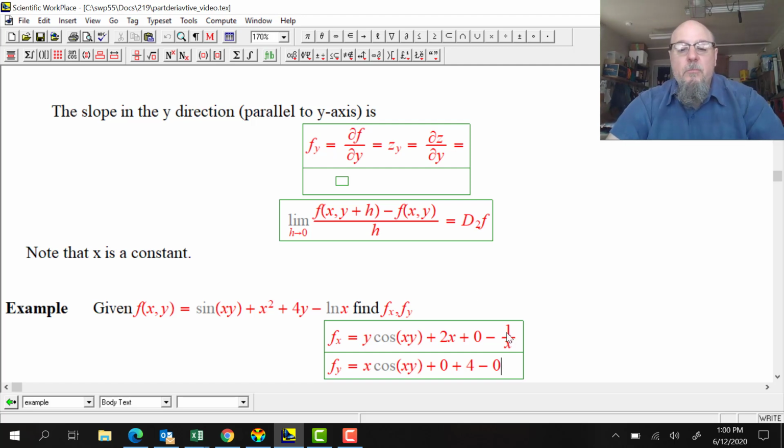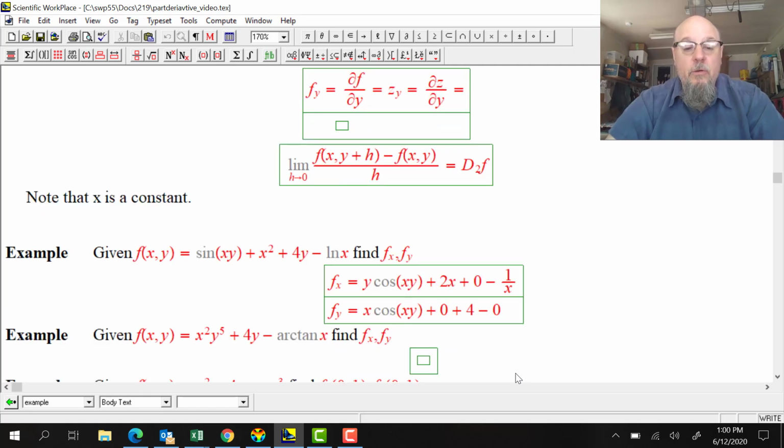So there's me differentiating. I've got the two first order partials, a slope formula in the x direction, a slope formula in the y direction. Let's do another example. We want the slope formula in the x direction.